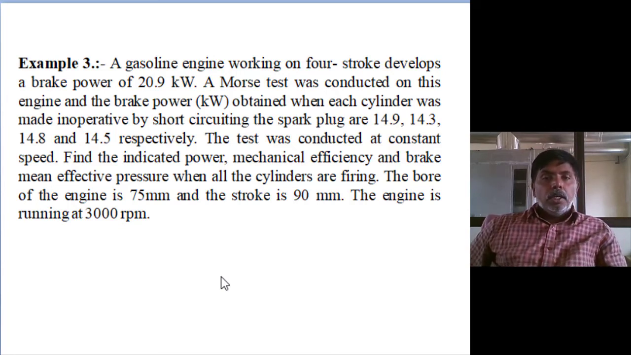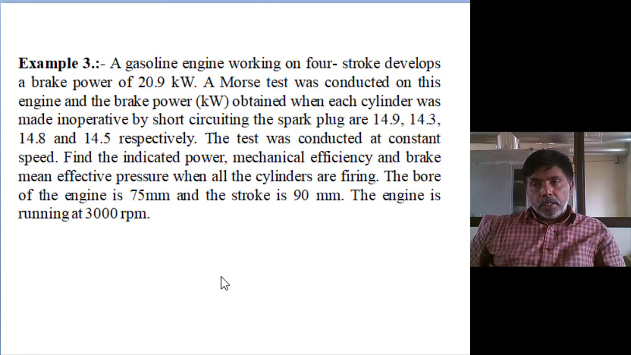So this question is based on the Morse test. The total brake power is 20.9. If I make one cylinder inoperative, the remaining 3 cylinders give brake powers, like the second cylinder, the third cylinder, the fourth cylinder, and the brake powers are given. The test was conducted at constant speed. Next, find the indicated power, mechanical efficiency, and brake mean effective pressure.